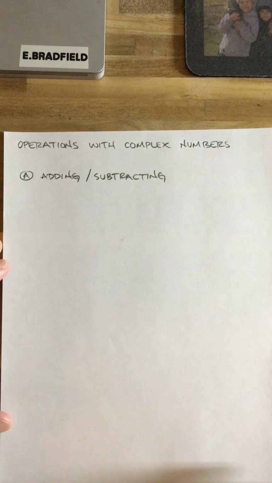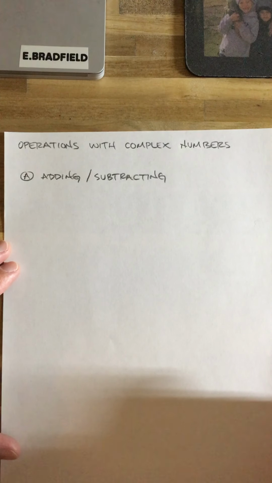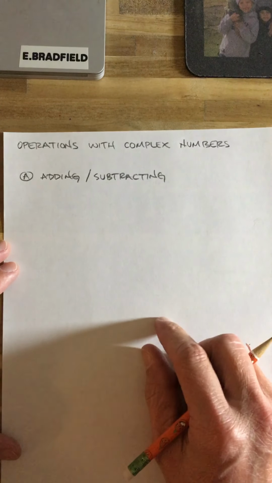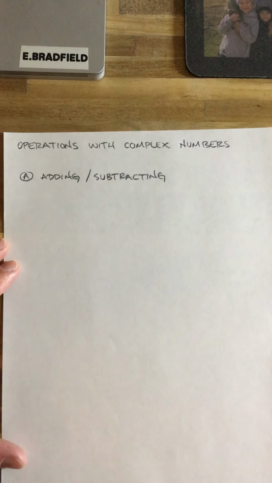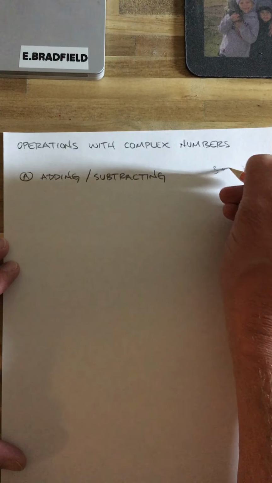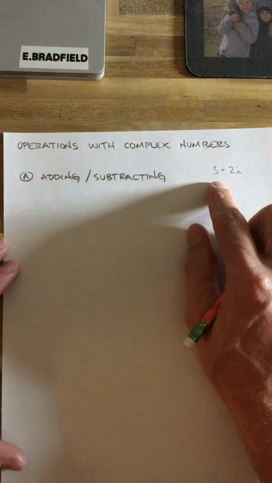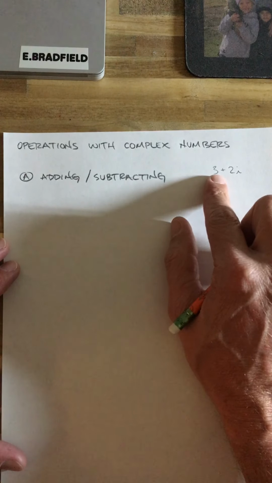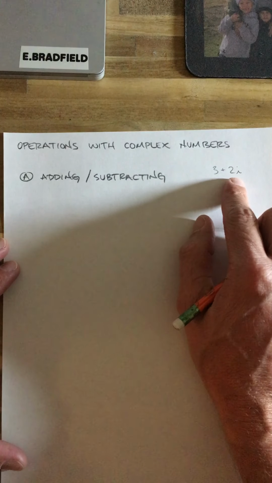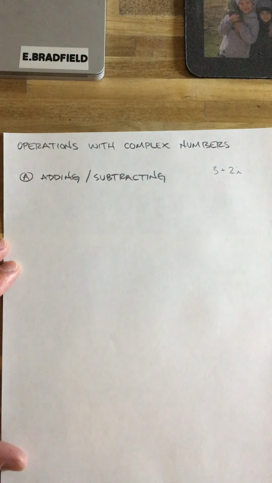Hey guys, so today what we're going to be doing is operations with complex numbers. Now I don't know if you remember, but a complex number is something like this: 3 plus 2i. Okay, that's a complex number. 3 is the real component, and 2 is the imaginary component, and both of them together make a complex number written in standard form.